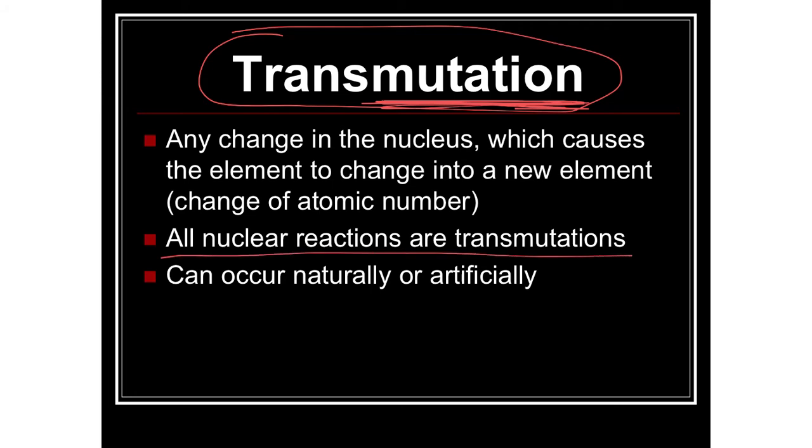All nuclear reactions are transmutations, and they can happen either naturally. So if you have something that's naturally unstable, like carbon-14, it will undergo a natural transmutation, or artificially. That would be where you take something and you hit it with a high-speed particle and then trigger the transmutation. That would be artificial.